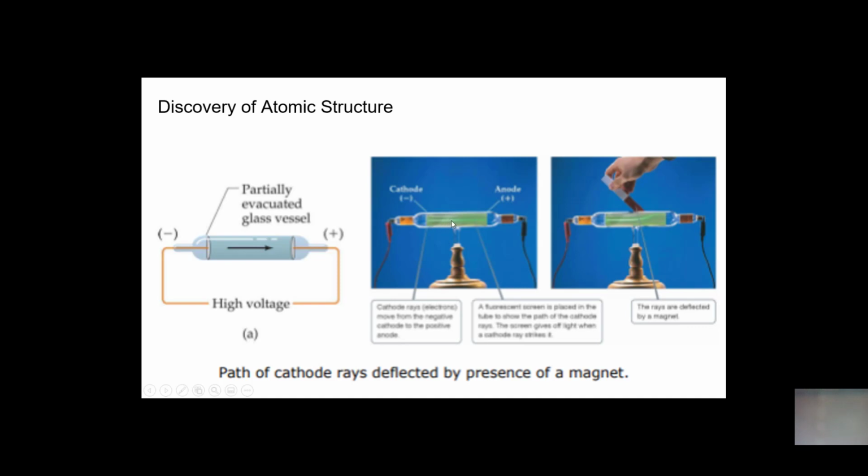This stream here has electrons in it, these negatively charged particles. And what he did is, if you put a magnet, you can see now that the negatively charged particles will either be attracted to the magnet or repel the magnet. So I just wanted to show a picture of that.